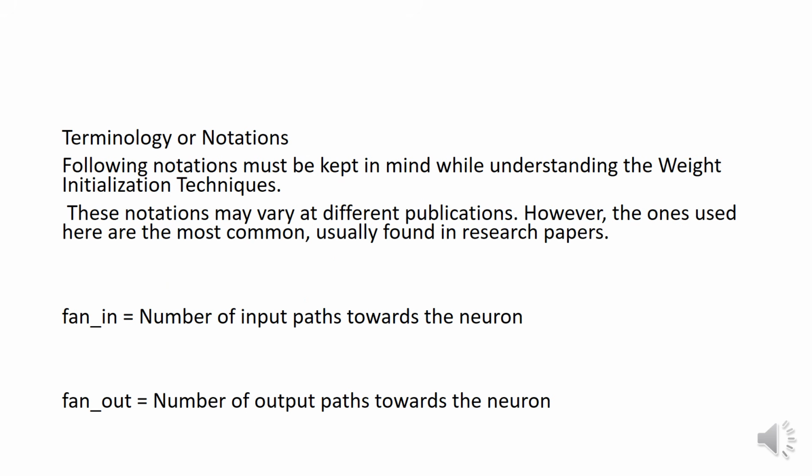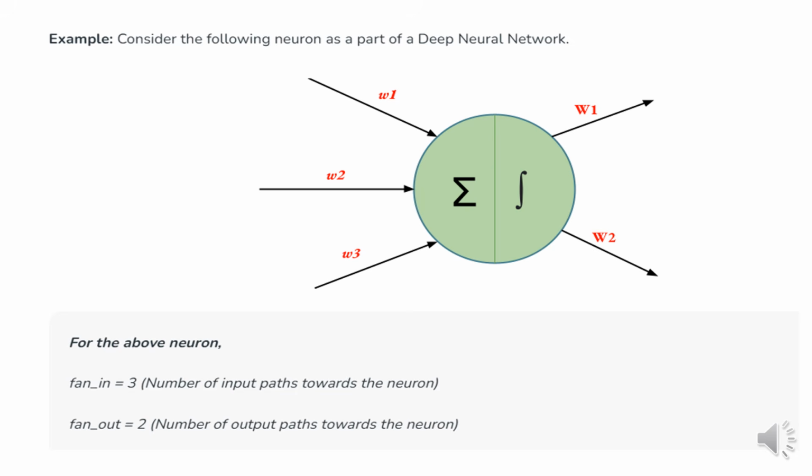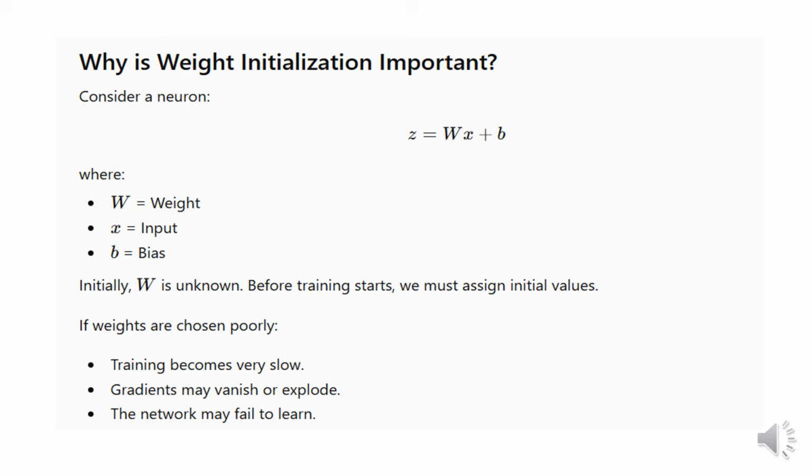The following notations must be kept in mind while understanding the weight initialization techniques. Fan in means the number of inputs passing towards the neuron, and fan out means the number of outputs passing from the neuron. This is the actual representation of fan in and fan out: three neurons are incoming to the particular node, and two outgoing neurons are there from it.